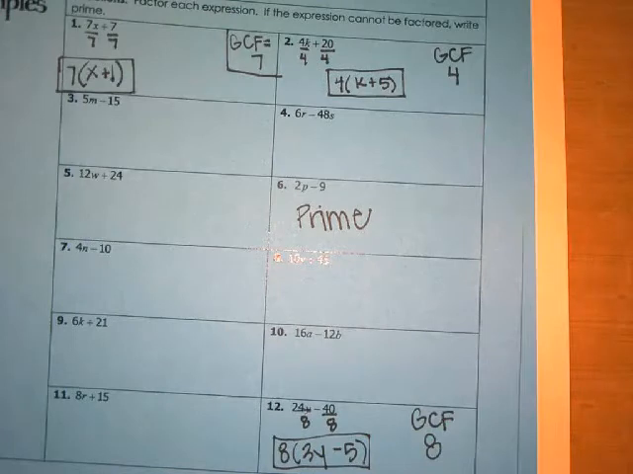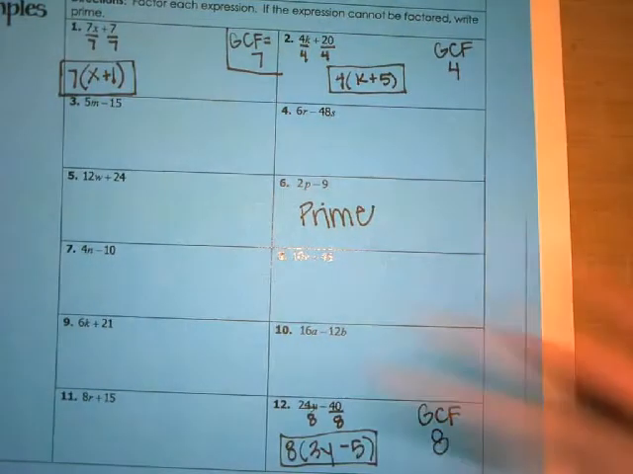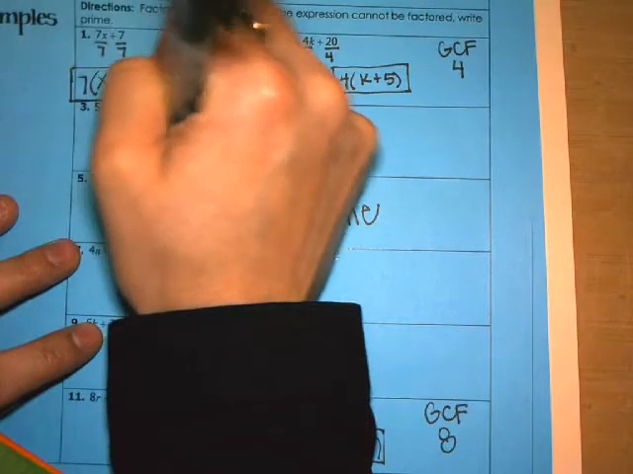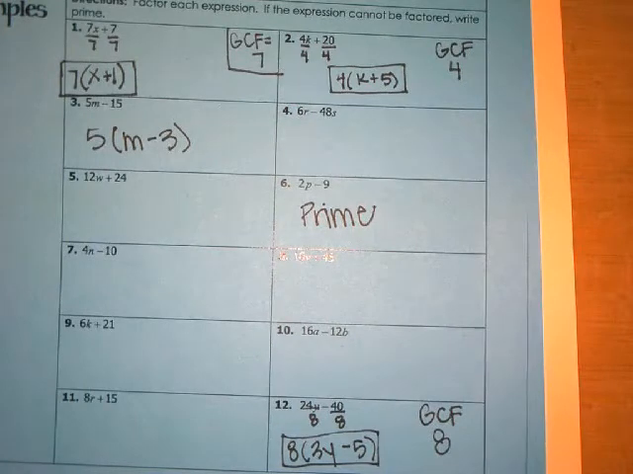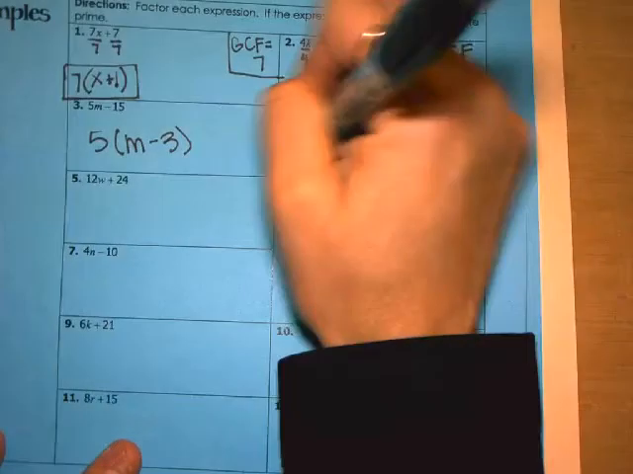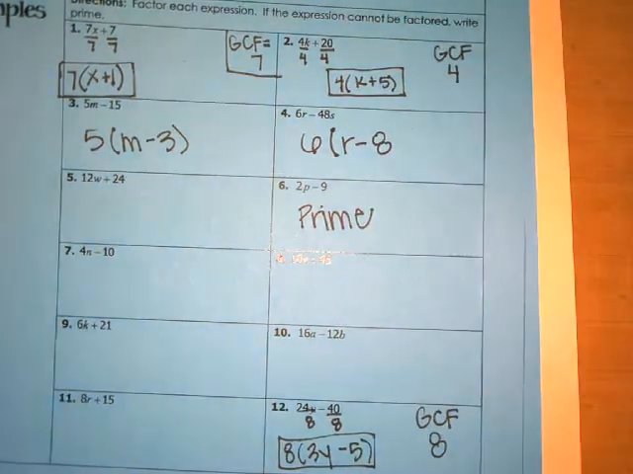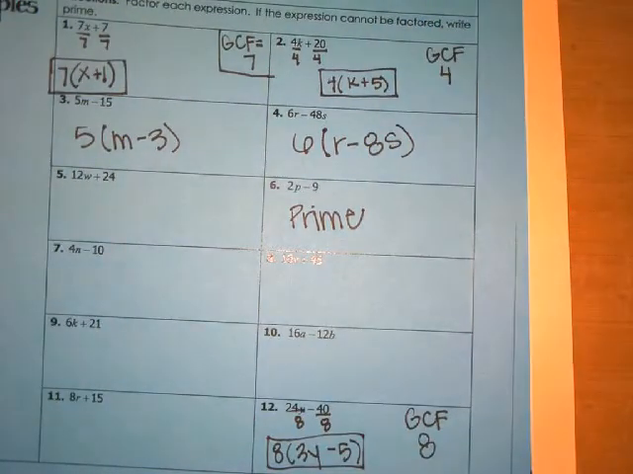Here we go. Number 3. Do you want to tell me the answer? Yes, just the answer. 5, and then parentheses, n minus 3. Excellent. What's 4? 6, r minus 8s. Don't leave off that s. Very, very important.